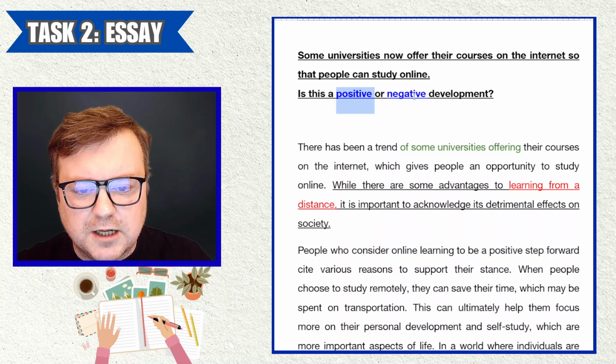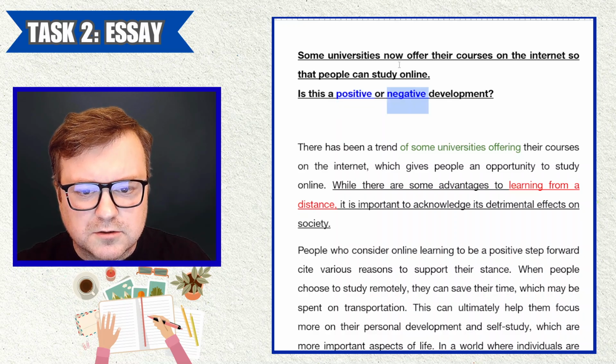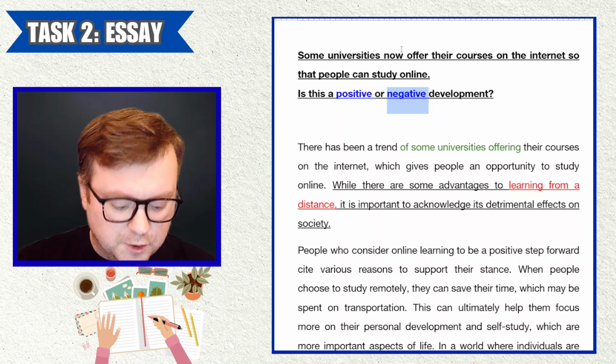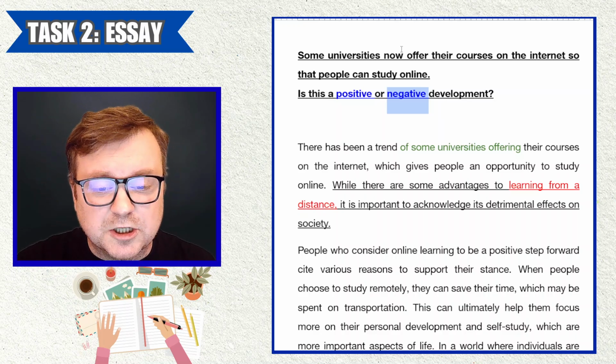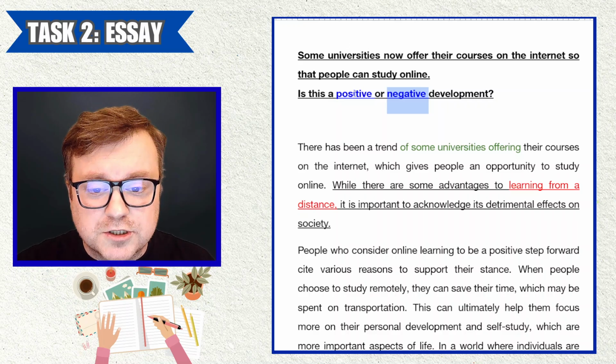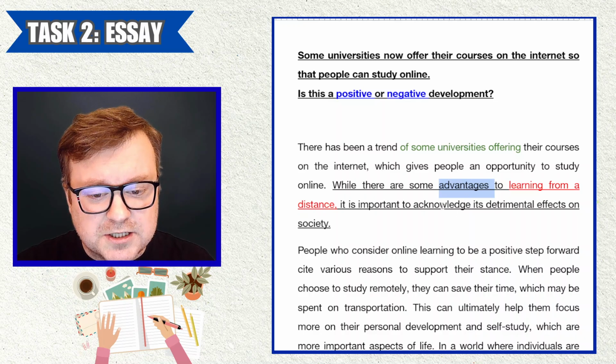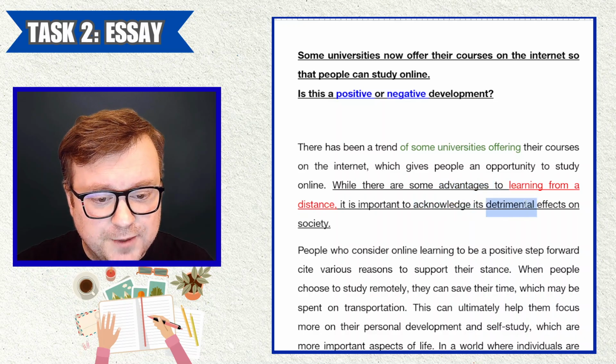I want you to tell me if you think that the possibility, the opportunity to study online, is that positive or negative? You haven't told me. You've told me there are advantages, and you've said it's important to acknowledge its detrimental effects.